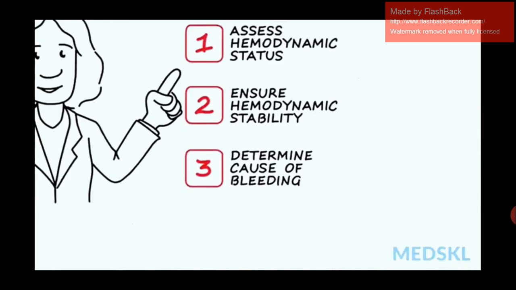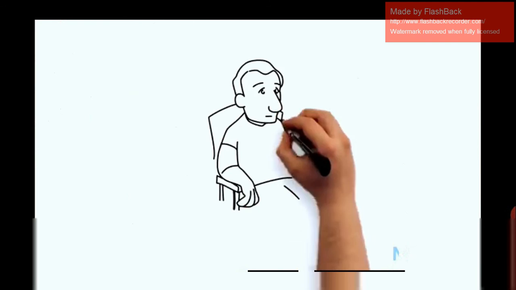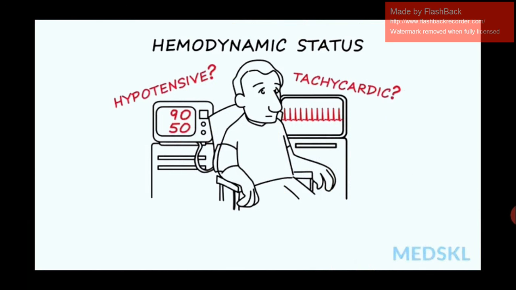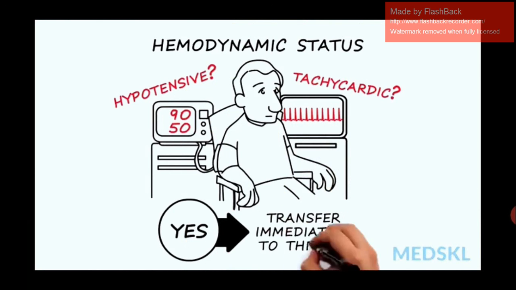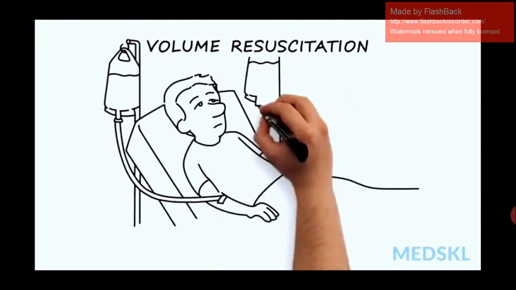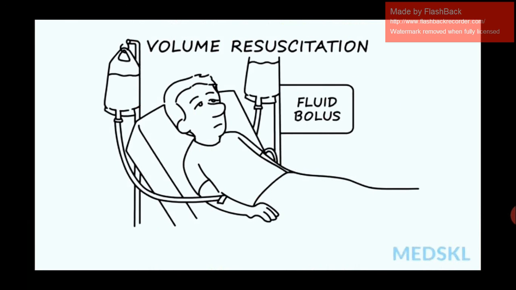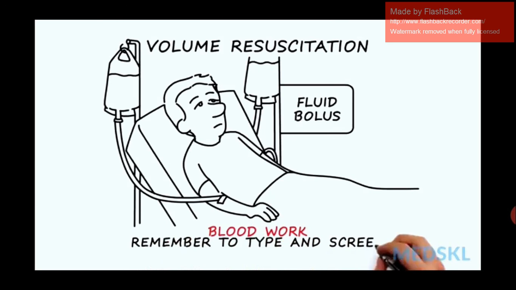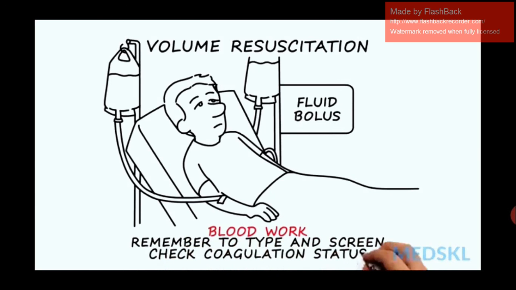The initial focus must involve the assessment of hemodynamic status. Is the patient hypotensive or tachycardic? If yes is answered to either of these questions, transfer the patient immediately to the emergency room for assessment and stabilization. The next initial step must focus on volume resuscitation. Insert two large bore IVs and provide a fluid bolus. Get blood work and remember to type and screen as they may need transfusion. In addition, assess coagulation status, as coagulopathy may need to be reversed.